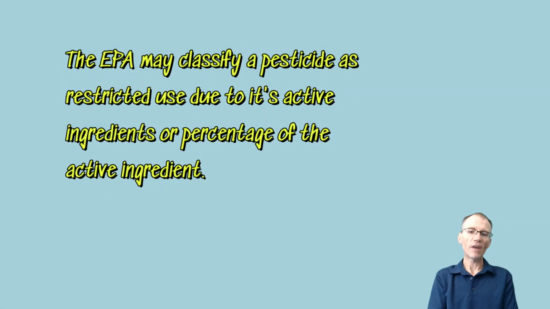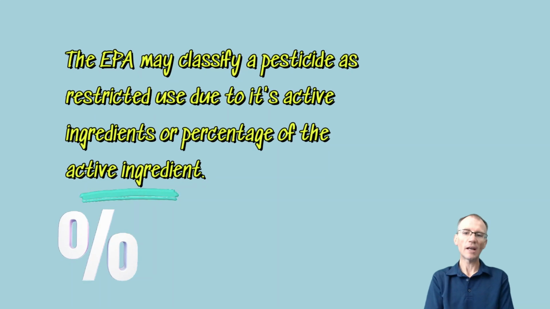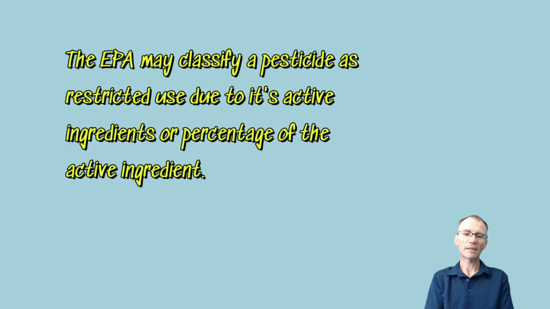The EPA may classify a pesticide as restricted use due to its active ingredients or percentage of the active ingredient. Understand, it's not just the active ingredient that can get it the restricted use classification, it can also be the percentage of the active ingredient. This means if it has a higher percentage of the active ingredient, even though it typically wouldn't be a restricted use pesticide, because that percentage is higher, as we just talked about, it can be classified as a restricted use pesticide. So that just gives you a little further understanding about how the EPA classifies these products.